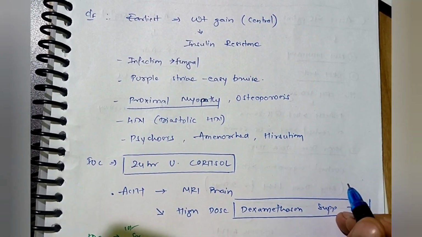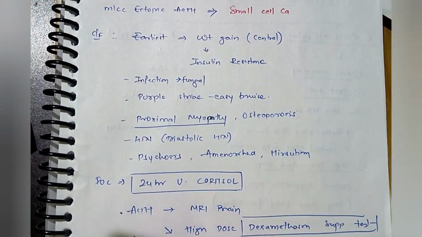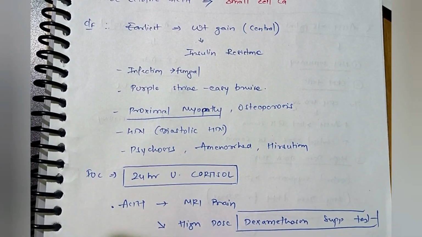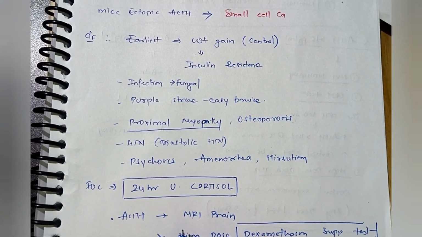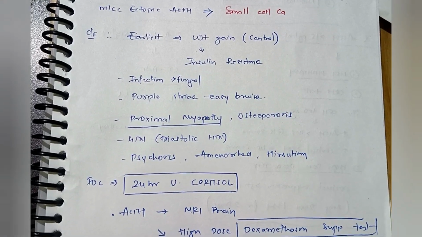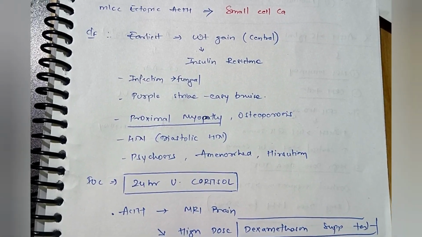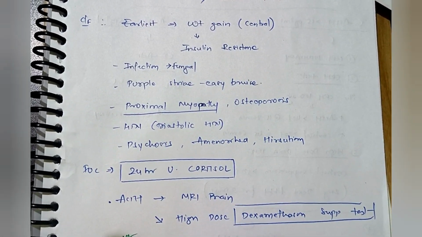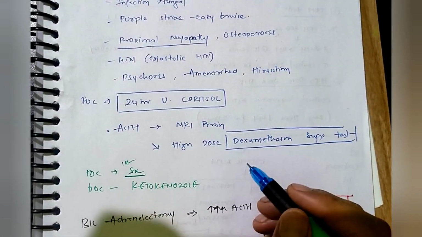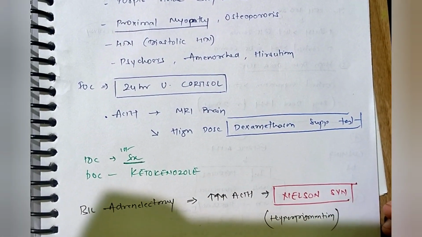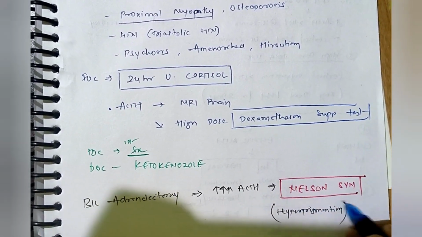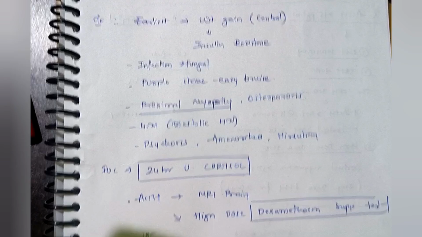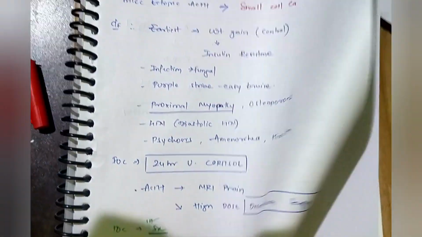The investigation of choice here is 24-hour urine cortisol. Okay, and if the ACTH levels are high, that is ACTH dependent, then you have to look for the tumor with MRI pituitary, and you have to do the high dose dexamethasone suppression test. The treatment of choice here is surgery. Okay, and if you want to use drugs, the drug of choice is ketoconazole. And then there's something called Nelson syndrome, which you get when there is a bilateral adrenalectomy, because of the increased ACTH. There's hyperpigmentation. It's called Nelson syndrome.